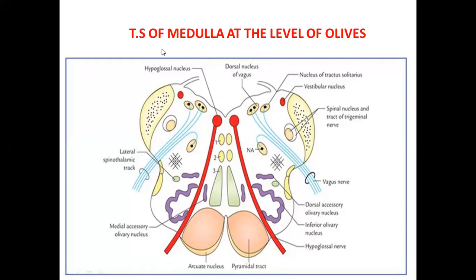So here, the transverse section passes through the floor of the fourth ventricle and through the middle of the olives. So what are the features we can see at the level of the fourth ventricle and in the middle of the olives that we are going to see today?